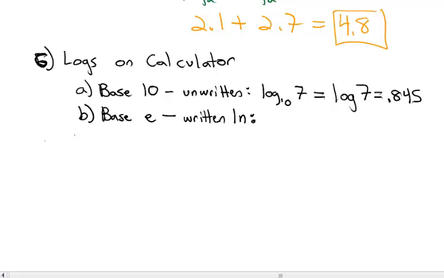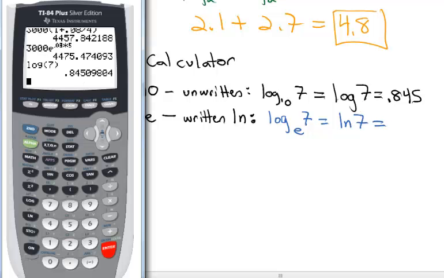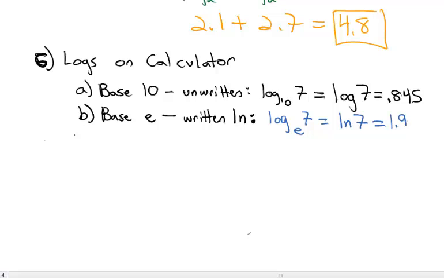So if we see a problem like the log base e of 7, well, that would never be written. We would write natural log of 7. And there is a natural log button right next to the number 4, ln of 7. And you'll see if you hit enter, that's equal to about 1.946. So those are the only 2 bases your calculator can do.